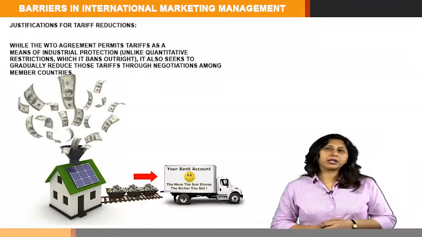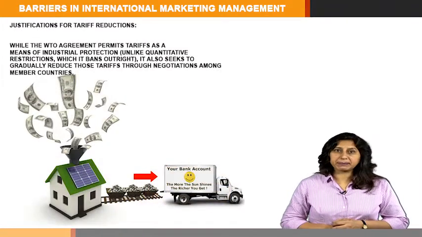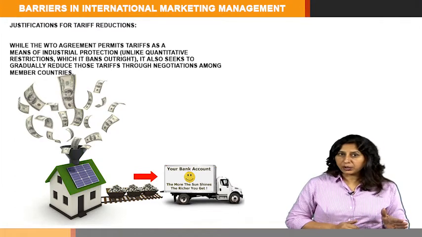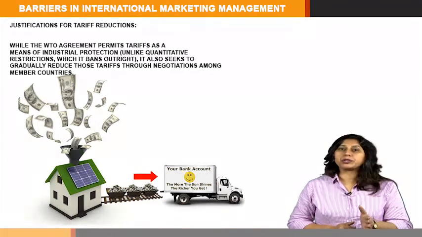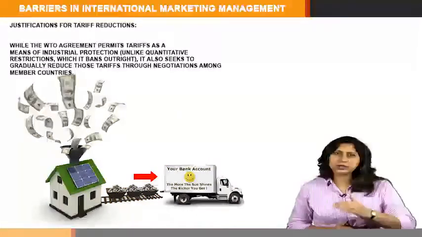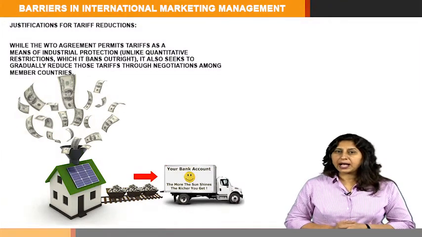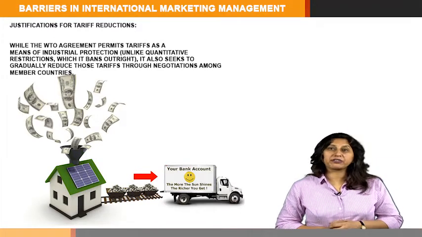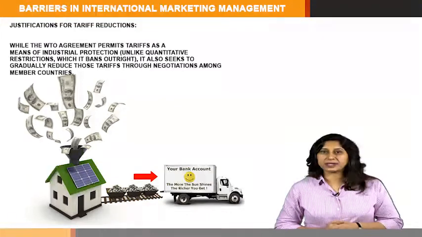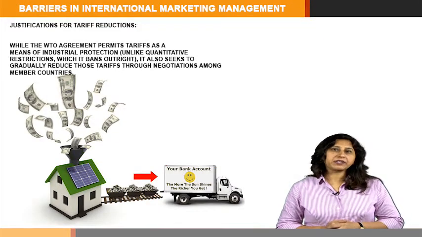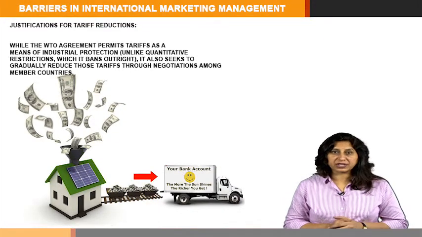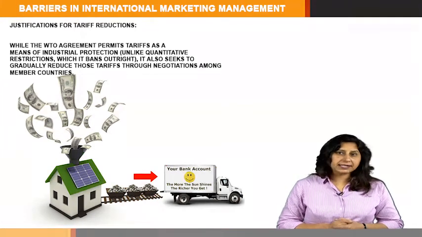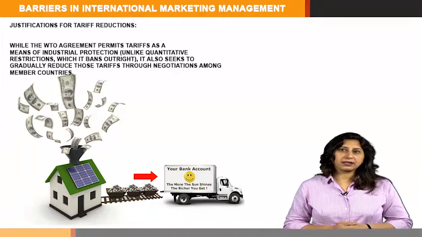While the WTO agreement permits tariffs as a means of industrial protection, unlike quantitative restrictions, which it bans outright, it also seeks to gradually reduce those tariffs through negotiations among member countries. Below is a summary of the economic rationale for tariff reductions. Reducing tariffs mitigates the loss of efficiency costs generated by the distortions to the price system that the tariff causes.